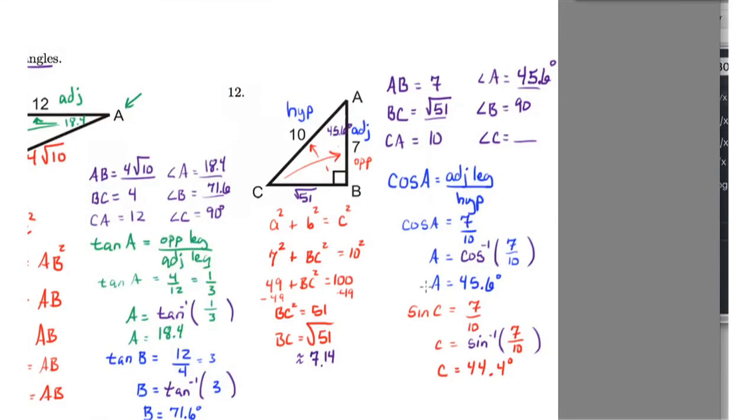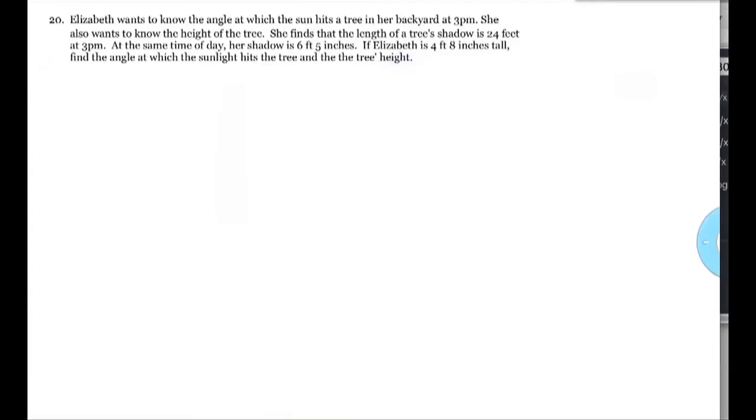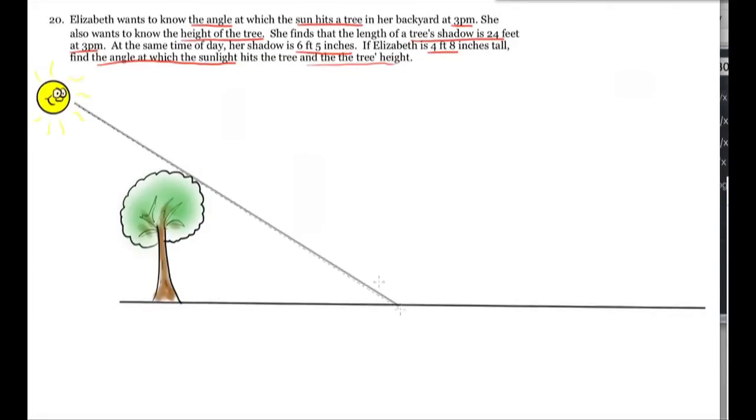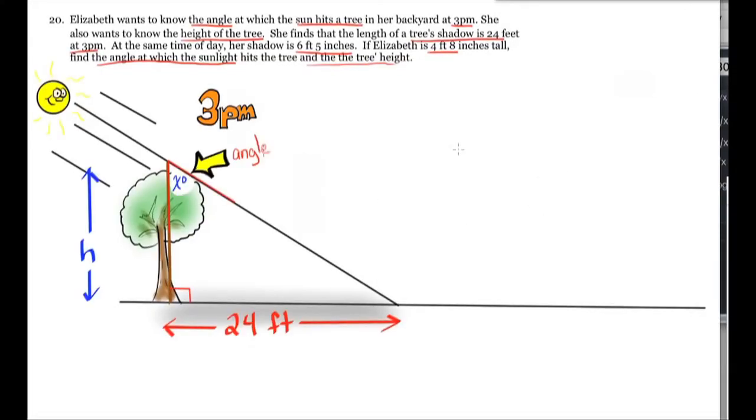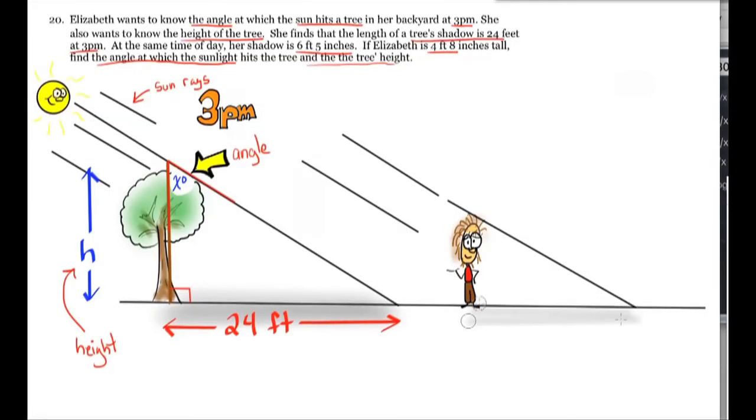Okay, number 20. Elizabeth wants to know the angle at which the sun hits a tree in her backyard at 3 p.m. She also wants to know the height of the tree. She finds the length of the tree's shadow is 24 feet. The same day, her shadow is 6 feet 5 inches, and she stands 4 feet 8 inches tall.